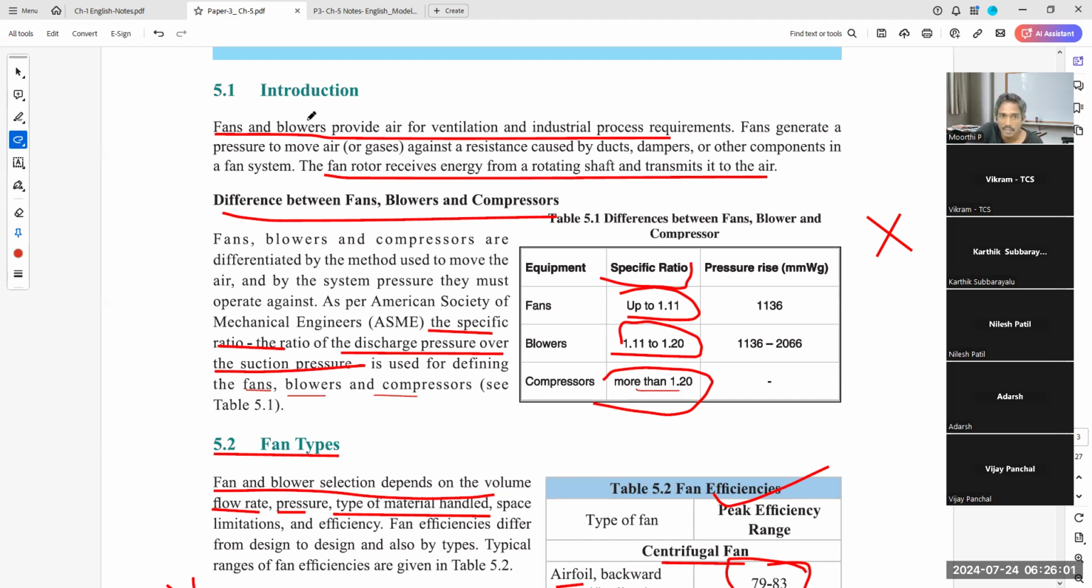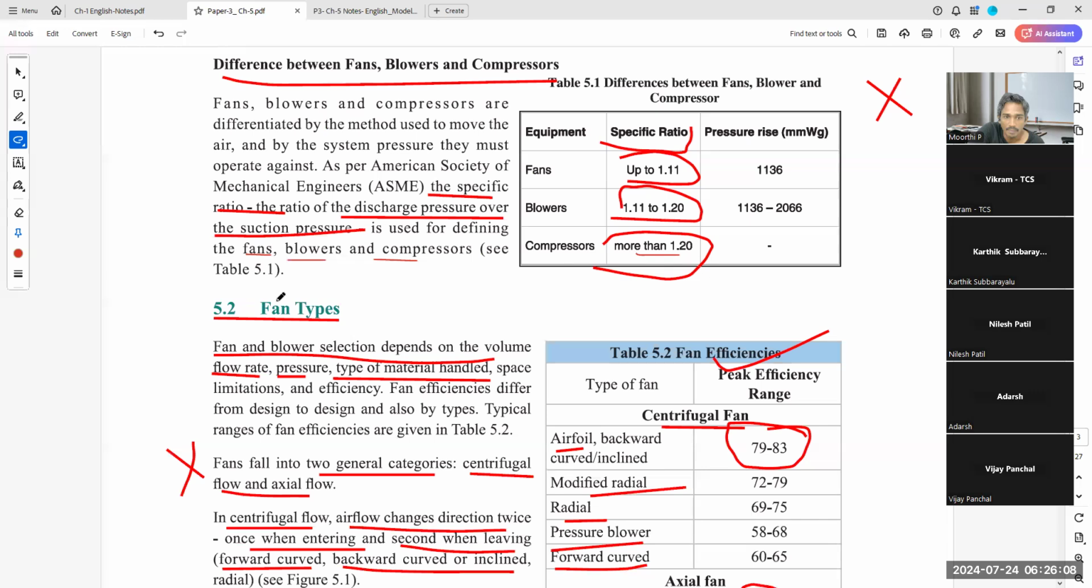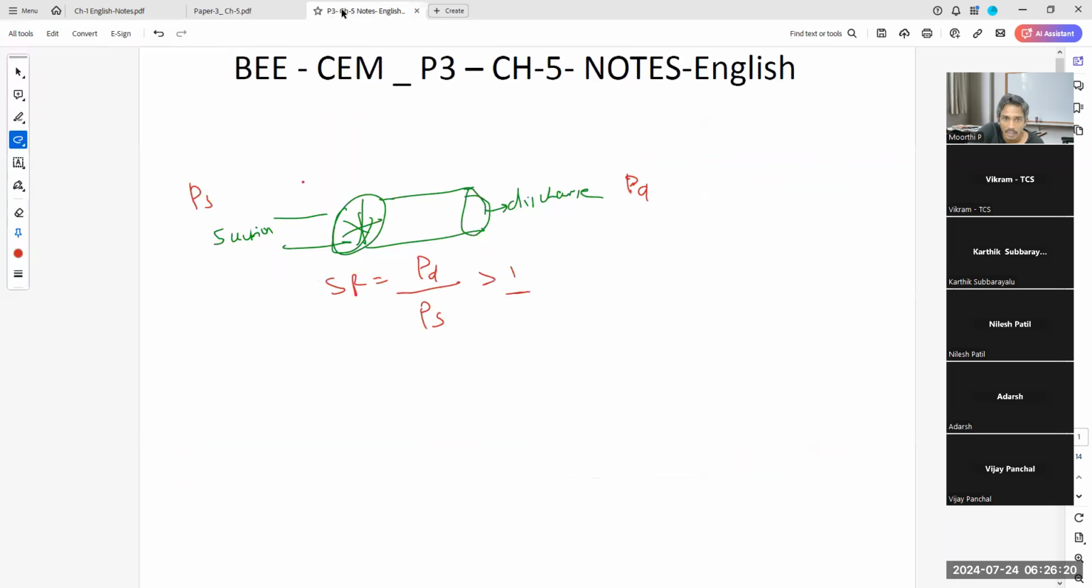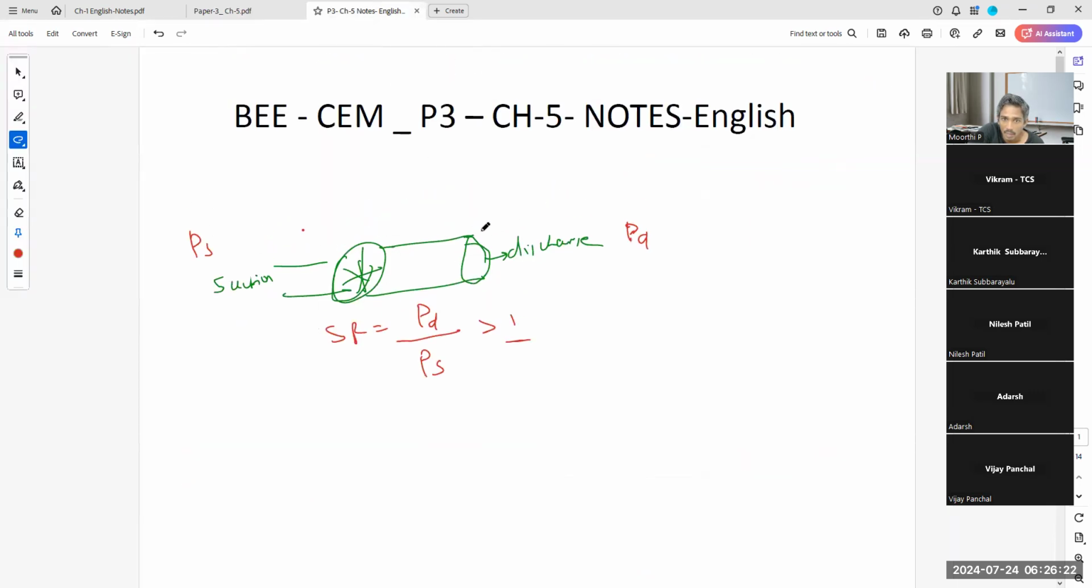The main function of fans and blowers is to provide ventilation, and industrial process equipment uses them. Fan and blower selection depends on the volume, very important: volume flow rate, pressure, type of material handled, space limitation, efficiency. Here you see now, this is volume. How much volume do they require for the fan and blower, everything.